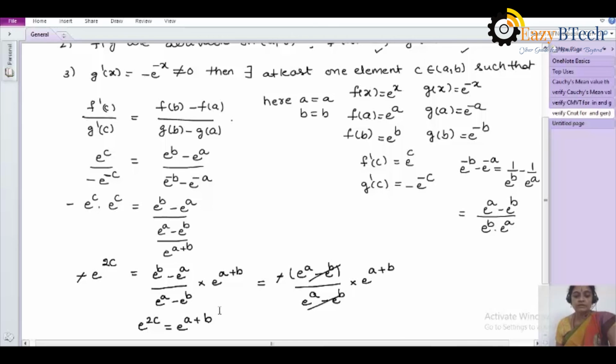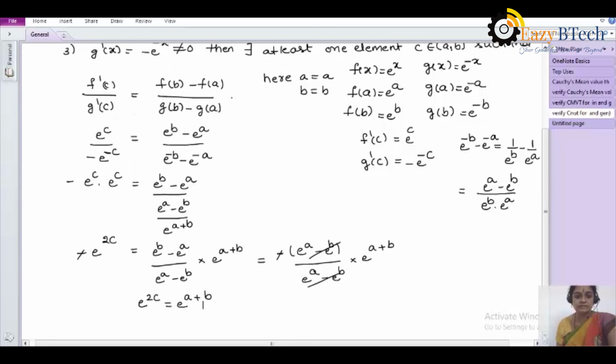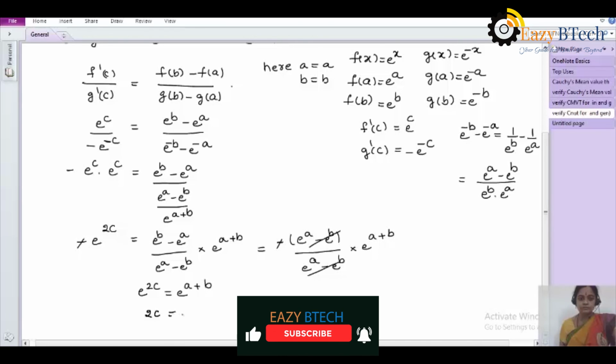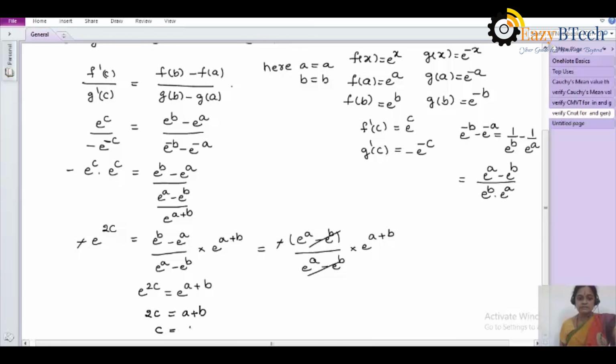So here using the exponential formulas. The exponential formula for this one is, if bases are equal, then exponents are also equal. Then 2c is equal to a plus b, c is equal to (a plus b) by 2, which belongs to (a, b).